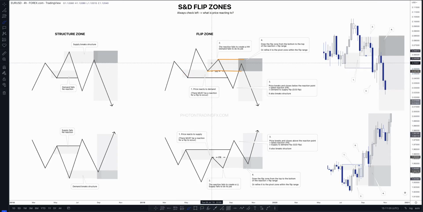Okay, so again, we have demand, right? It's valid demand because it broke that high. Price comes down into it, it reacts, it fails to do its job because demand should make a high, but we only know and we only have confirmation that it failed to do its job once price closes below this low, right? Assuming that it didn't break the high. If price then comes back down and closes below the start of the reaction, we now have a confirmed failed reaction. I personally want to see a candle body closure, okay?